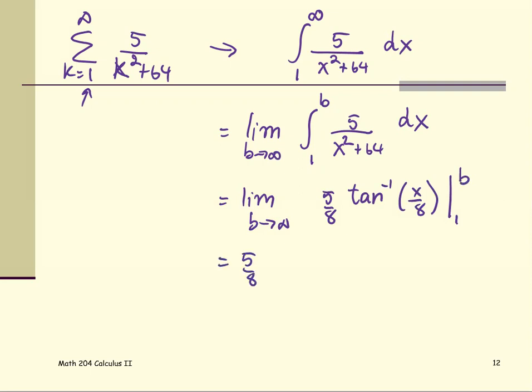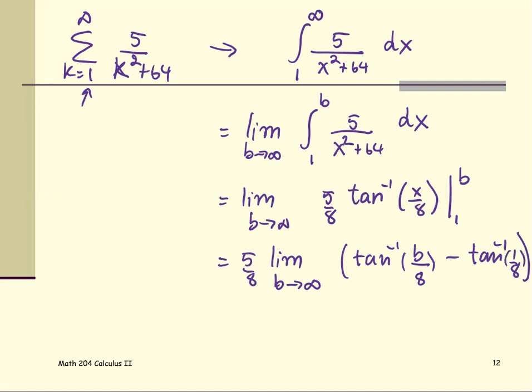5/8 as the common factor. Take the limit as b approaches infinity. The inverse tangent of the upper limit b/8 minus the inverse tangent of 1/8 from replacing the lower limit. The inverse tangent of 1/8 is a real number. The inverse tangent of b/8 as b approaches infinity is going to be the inverse tangent of infinity.